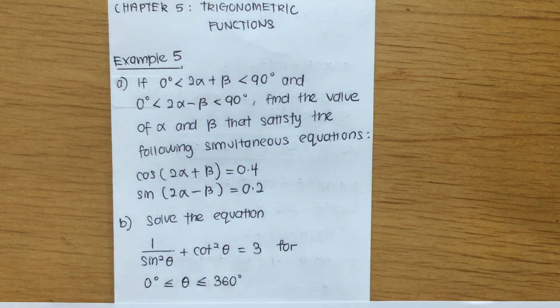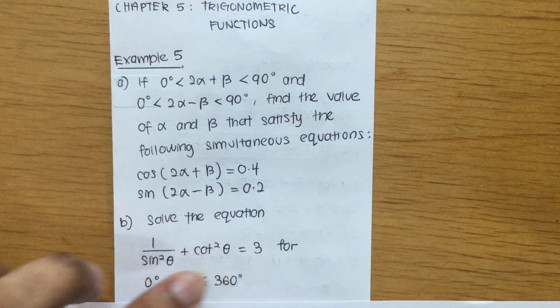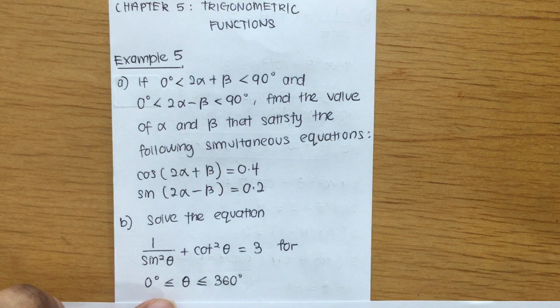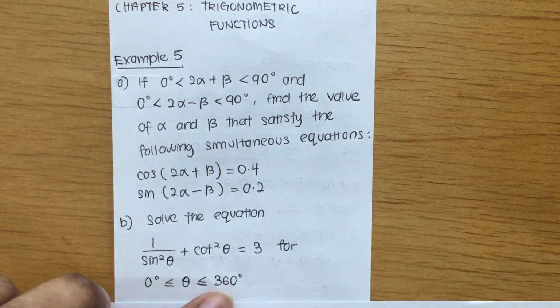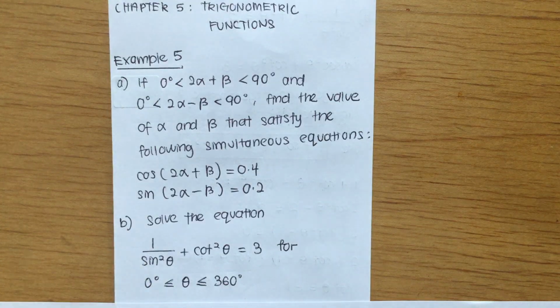Solve the equation 1 over sine square theta plus cotangent square theta equals 3 for 0 degrees less than or equal to theta less than or equal to 360 degrees. So these are the respective ranges for question part B, guys.